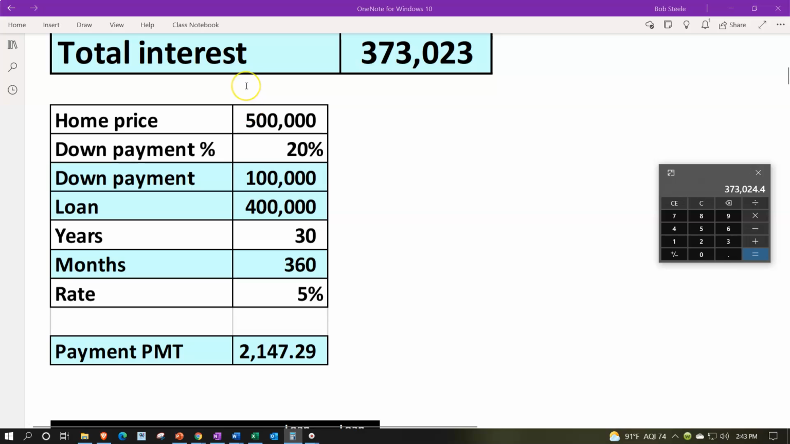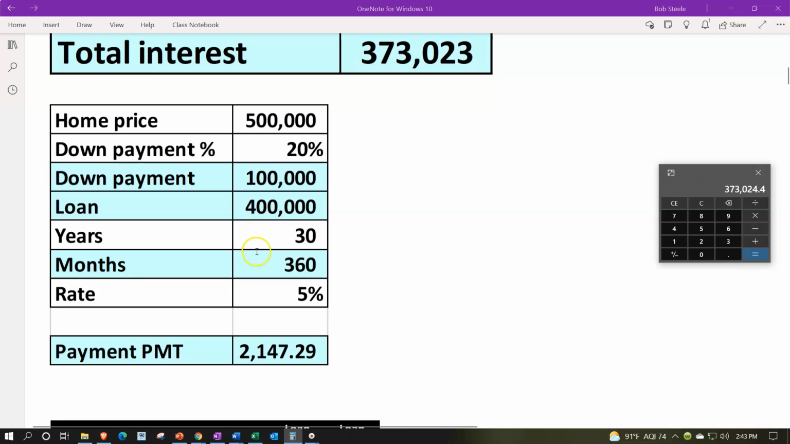We got the 500,000. If we change the 500,000 here and the 20%, that'll change the down payment and that'll change the loan amount. So if we have any adjustments there, those will populate. The 30 years is the standard 30 year loan.